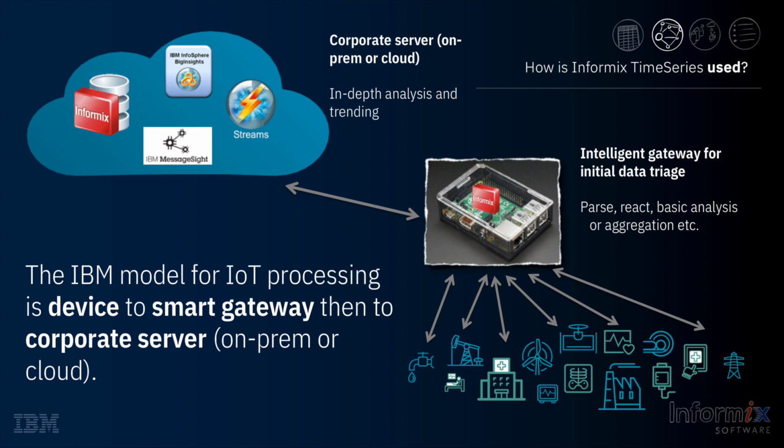Using built-in replication technology, the Informix engine on the gateway seamlessly transfers the triaged data to a larger corporate server deployed either on-premise or in the cloud for more in-depth analysis or other work. This significantly reduces the amount of data transferred and the network infrastructure required to support the entire solution.